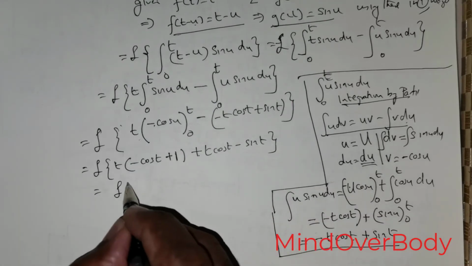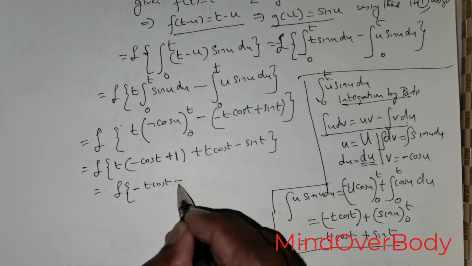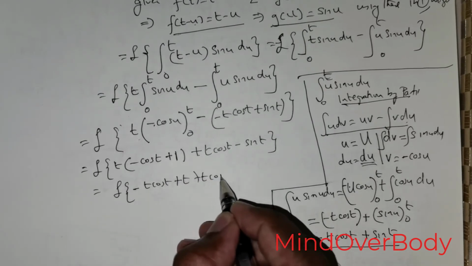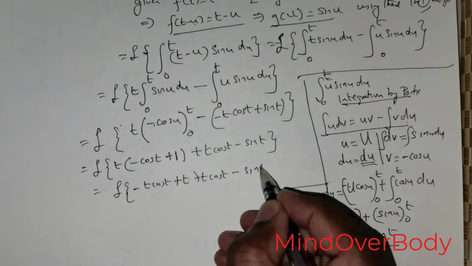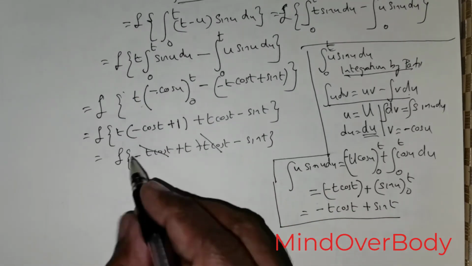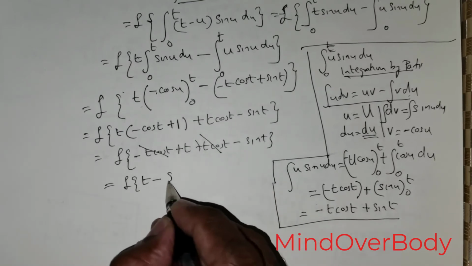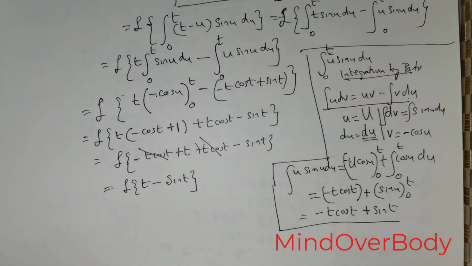Now if I take the t inside, it's going to be negative t times cos t plus t times cos t minus sin t. Negative t times cos t plus t times cos t gets cancelled, giving me the Laplace transform of t minus sin t. So this is what I have got.